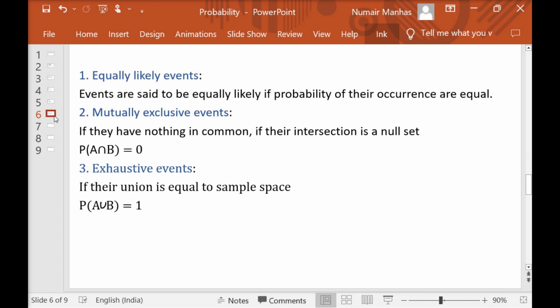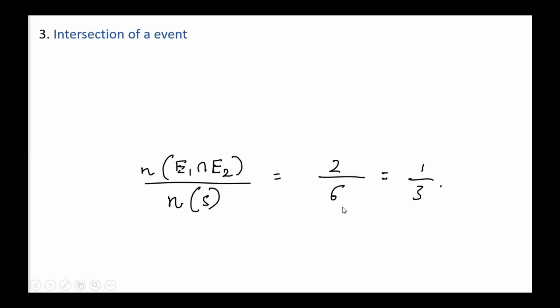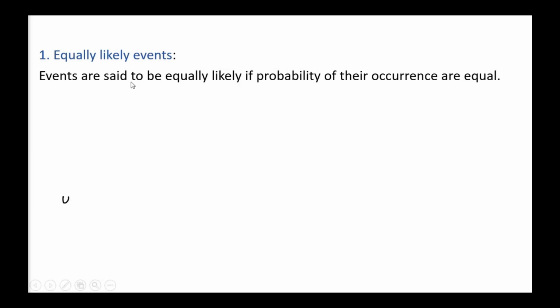So moving on, we move on to the next slide. We understand equally likely events. Events are said to be equally likely if the probabilities of their occurrence are equal.